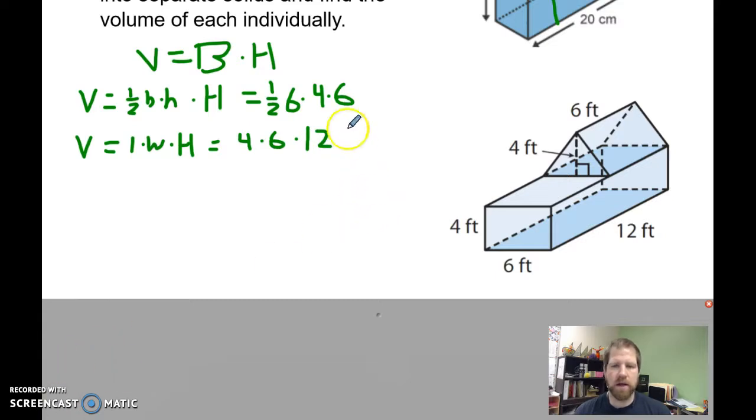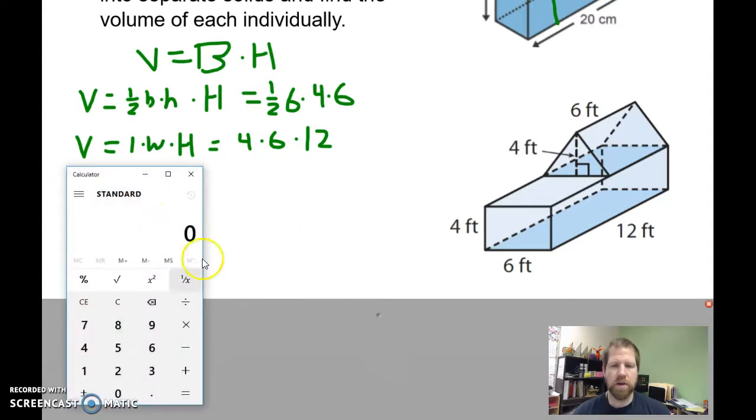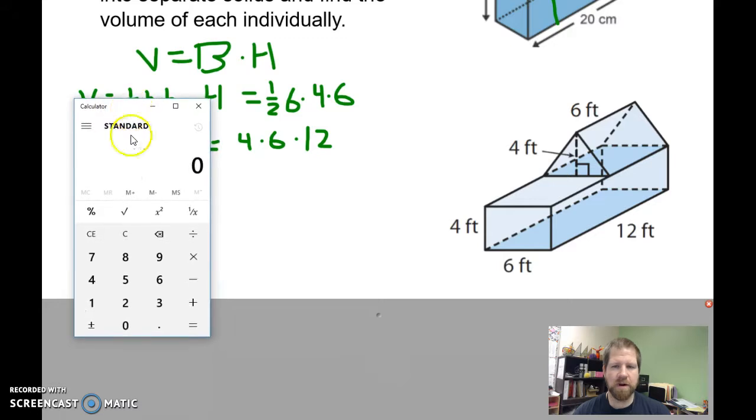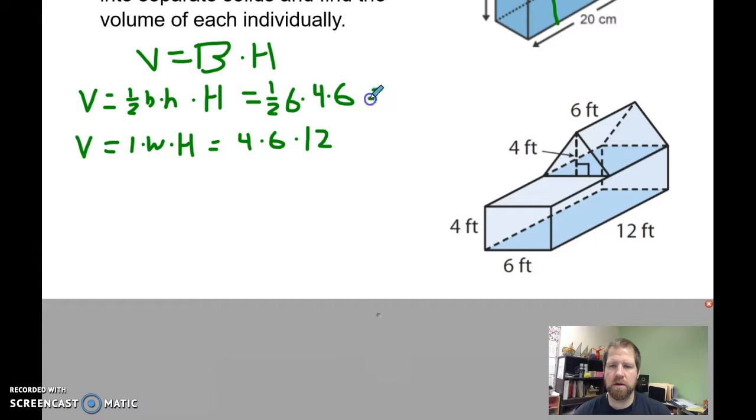Now I can get my calculator back out, and we can figure out what these are. So I've got 1/2 times 6, or 0.5 times 6 times 4 times 6. So the volume of that triangular prism should be 72 feet cubed.